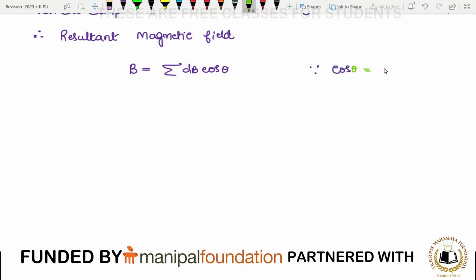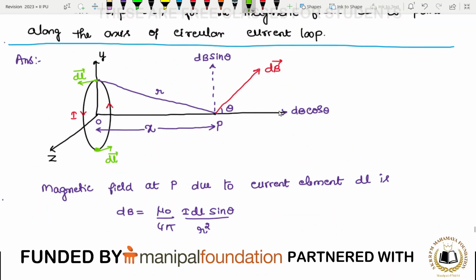Cos theta is equal to capital R divided by small r. Refer to this diagram here. If this angle is theta, then this here becomes how much? 90 minus theta. Therefore, here becomes theta. Correct? Because this becomes 90 minus theta. So this is the radius I had not mentioned. This radius is capital R, the radius of the loop.